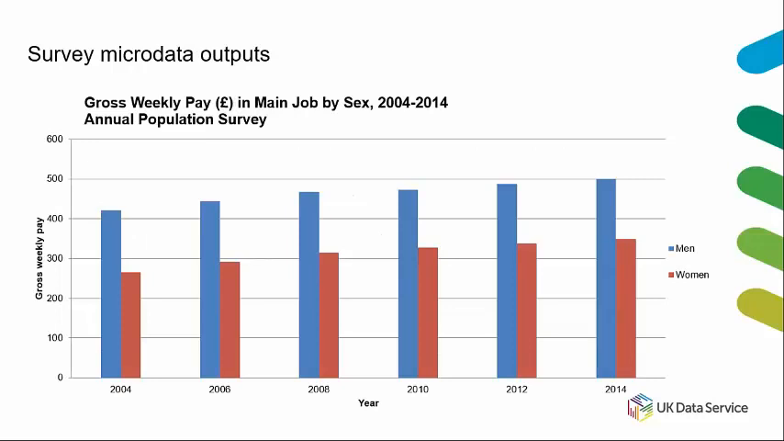And we also have a graph. So this graph shows how people's gross weekly pay from their main job is broken down by sex, and we can see how this has been changing over the recent years. That's been taken from the annual population survey. So these sort of outputs you can probably see in government reports and student dissertations and things like that.